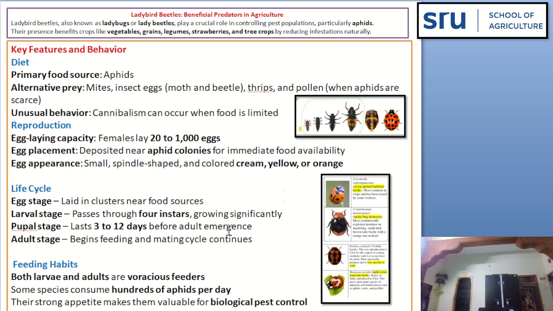Feeding habits. In ladybird beetles, both larvae and adults are voracious feeders. Some species consume hundreds of aphids per day. This strong feeding ability or appetite makes them valuable for biological pest control.